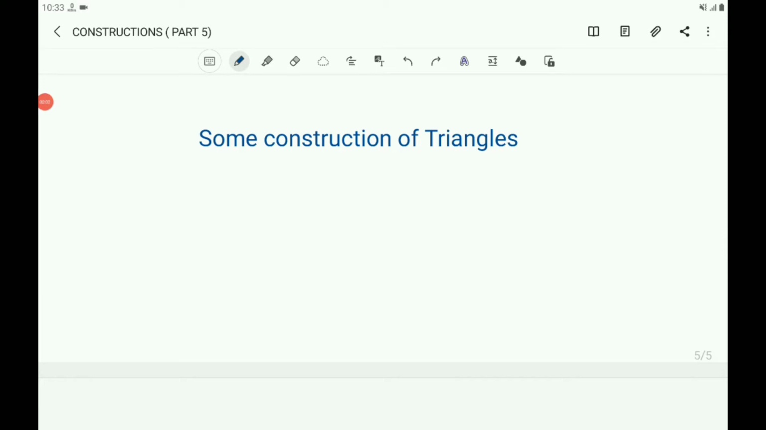Now let us construct a triangle given its base, a base angle and the sum of the other two sides, and also given its base, a base angle and the difference of the other two sides. And third, given its perimeter and its two base angles. In all these situations, there are special methods to construct the triangle. Let us discuss one by one and observe the construction made in the video.